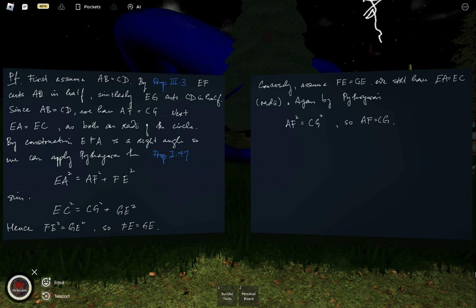I keep writing G when I meant CG. And so the only last step that we need is AF and CG are just half of the lines that we're talking about. So we still have AF is equal to FB and CG is equal to GD. AF is equal to FB because it bisects the line, and CG is equal to CD. And so AB is equal to CD. And that's it.